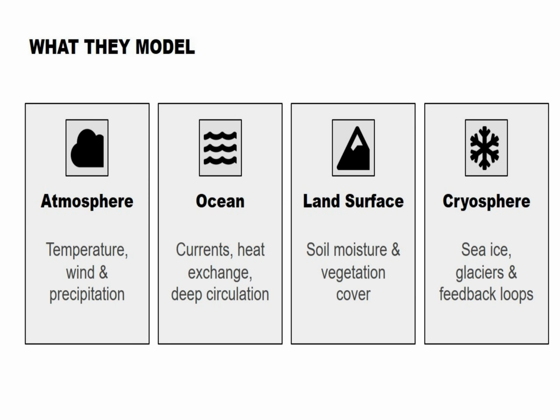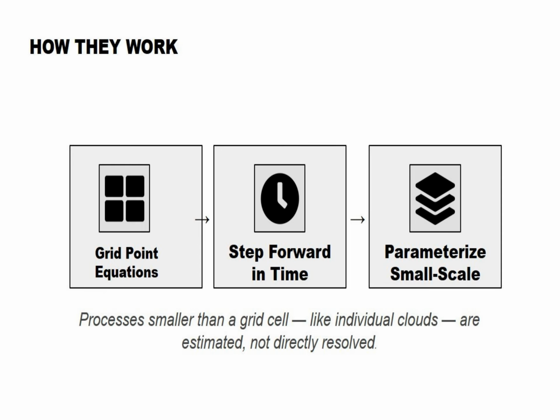Then, what they model. These models simulate every major piece of the climate system. The atmosphere covers temperature, wind, and precipitation. The ocean tracks currents, heat exchange, and deep circulation. The land surface accounts for soil moisture and vegetation. And the cryosphere, sea ice, glaciers, and snow, captures powerful feedback loops like melting ice reducing reflectivity and accelerating warming.